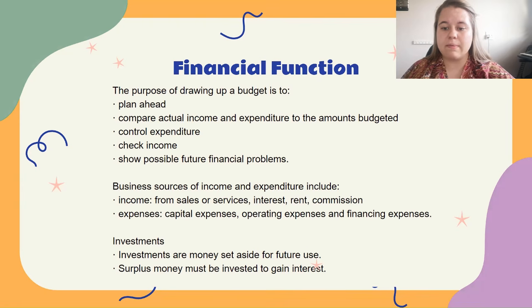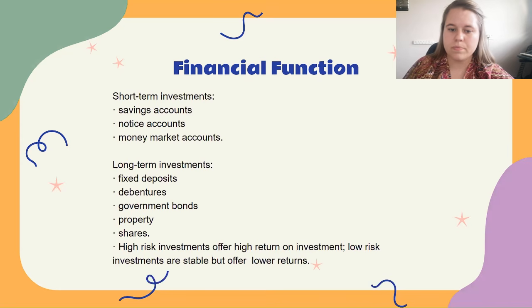Business sources of income and expenditure include income from sales or services, interest, rent, and commission. Then there are expenses, like capital expenses, operating expenses, and financial expenses. Investments. Investments are money set aside for future use. Surplus money must be invested to gain interest. We get short-term investments and long-term investments.